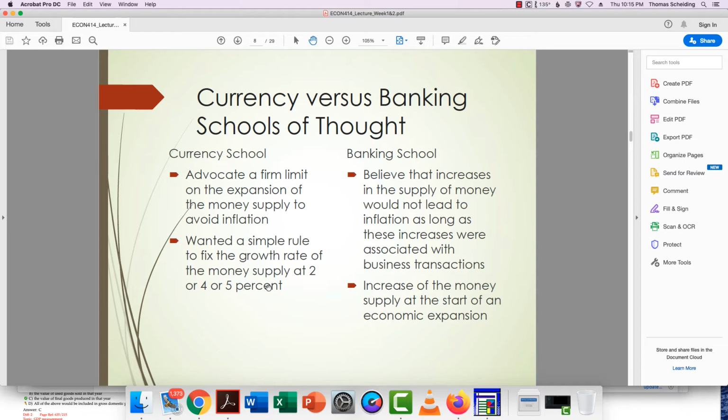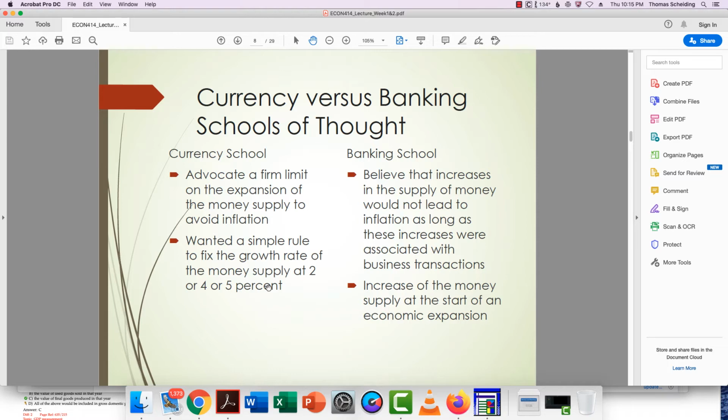And part of that then is how quickly you want it to grow, what that percent is going to be. That's all going to control how fast things grow. The other side of this is a banking school.